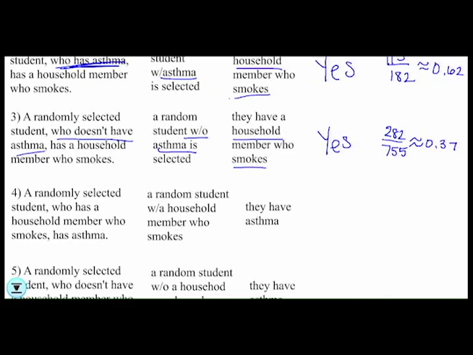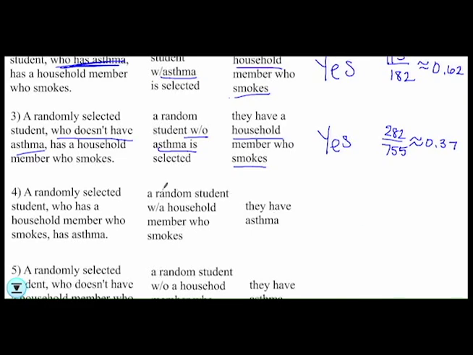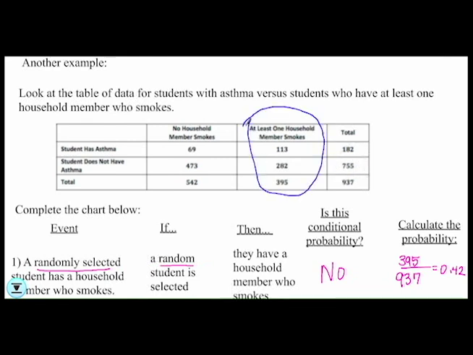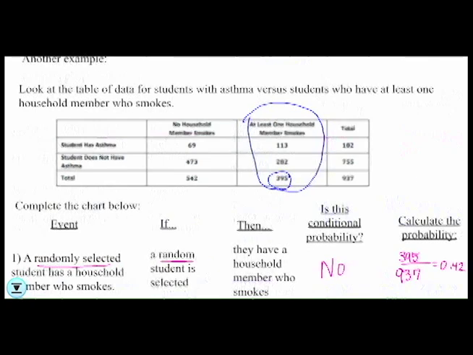So again, my initial condition is a random student with a household member who smokes. So this is the initial condition I'm looking at. And out of those household members who smoke, I want to look at one that has asthma. So I'm going to come back up here and erase all of this stuff. Now my initial condition is of the people who smoke. So out of this column, out of all of these 395 people who have household members who smoke, we are specifically looking at the ones that have asthma. So has asthma, 113 out of 395.